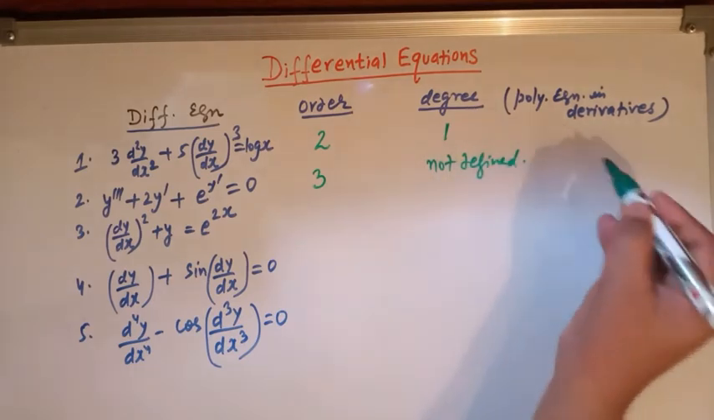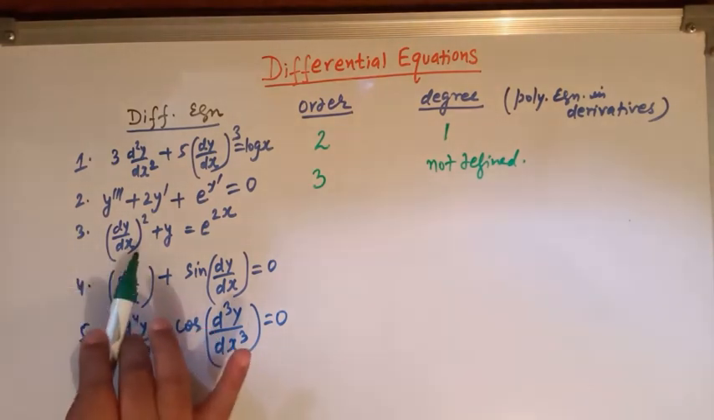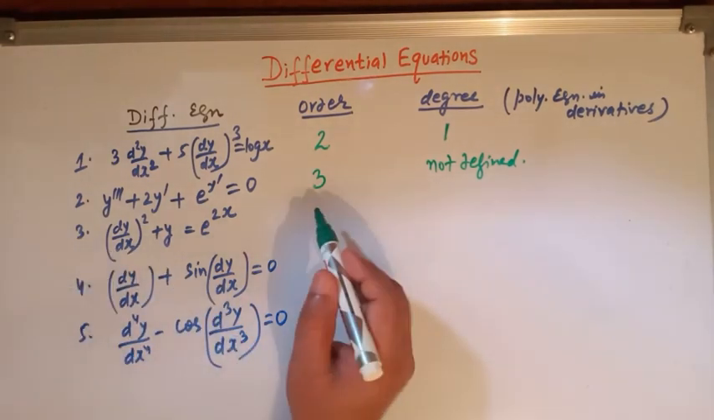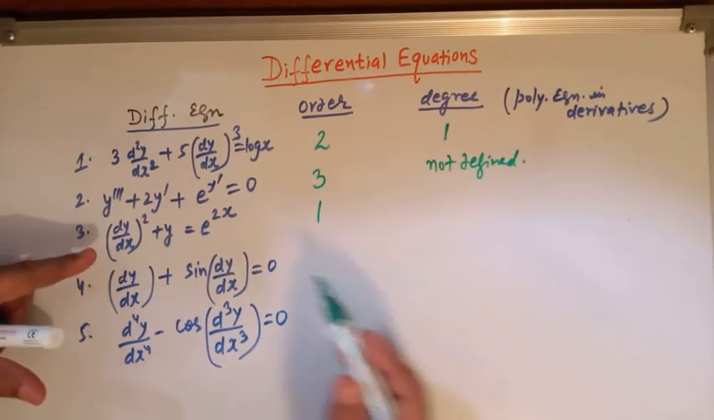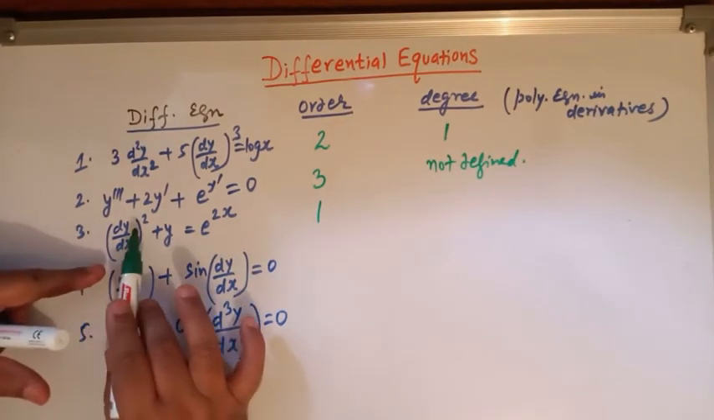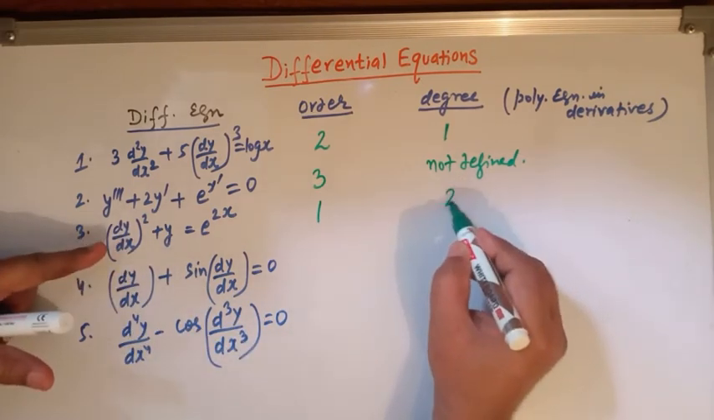Clear? Okay. The third one, here we have the highest order derivative is dy by dx, so the order is 1, and the highest power of this highest order derivative is 2, so the degree is 2.